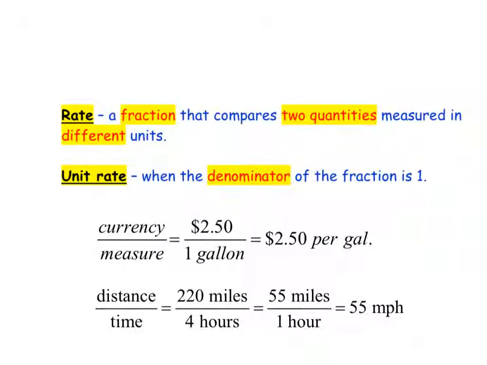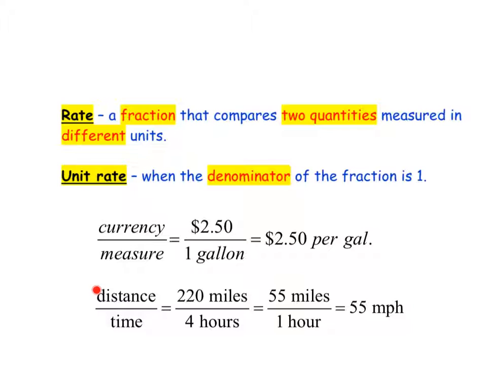All right, let's look at some examples. So we have a currency over measure. For example, $2.50 divided by 1 gallon is equal to $2.50 per gallon. So this would be a rate. And it's also going to be a unit rate because the denominator is 1. So you have 2 different units, currency and measure. You're dividing it out to find a rate. So this is an example of a rate.